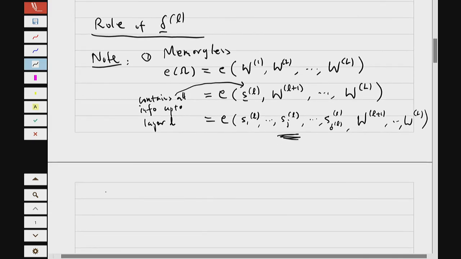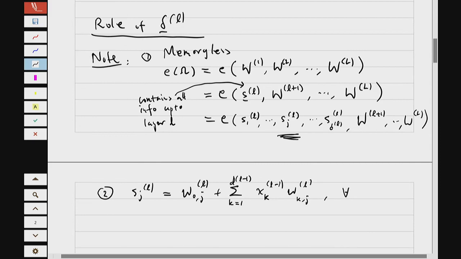So that's note number 2. Sj of L, of course, is the weighted sum of the previous layers. So it is the bias term times the weight of the bias, and then k goes from 1 to d of L minus 1. Right? That's the previous layers. Yeah, it's a weighted sum of the previous outputs. So xk of L minus 1, right? Multiplying the weight between k and j of L, right? Remember our L indicates the layer of the destination, right? So it's L. Yeah?